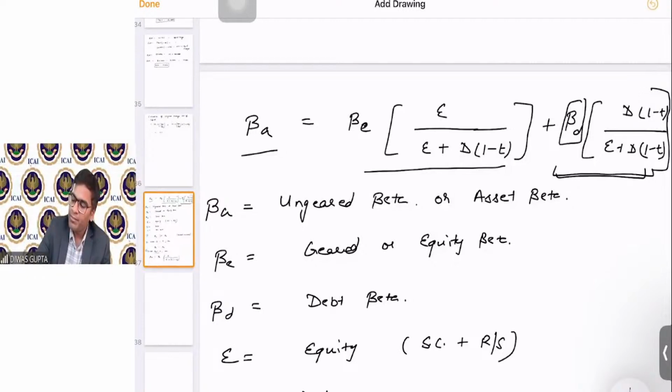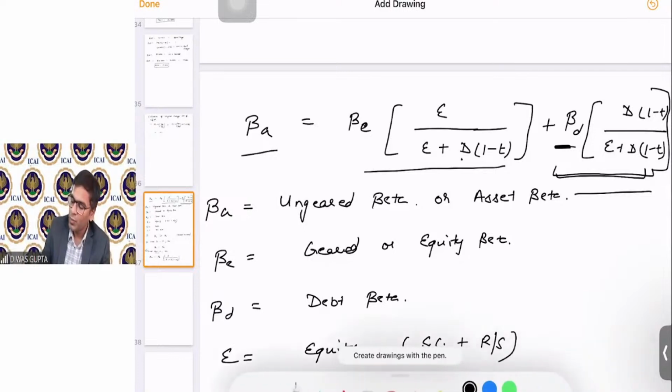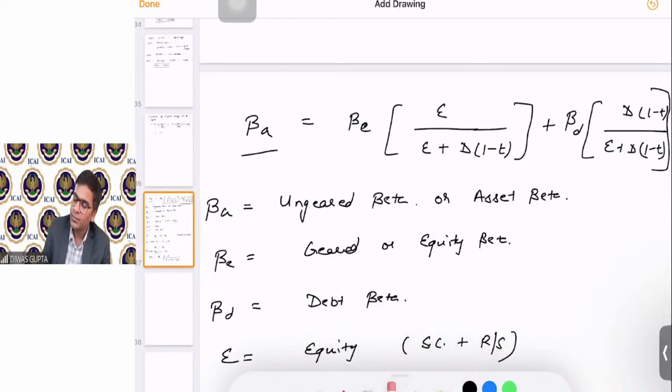Now if your beta for debt is equal to zero, in this case the entire this part also becomes zero, but debt will still be there in the proportion. So both of them will have different outcomes.